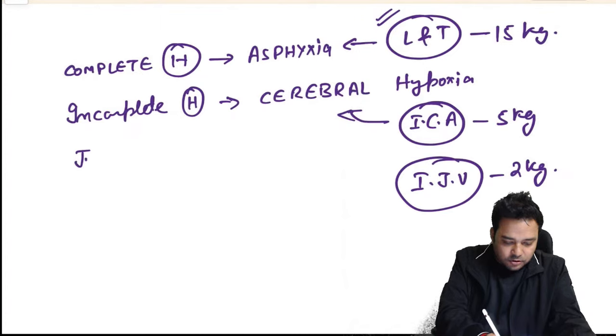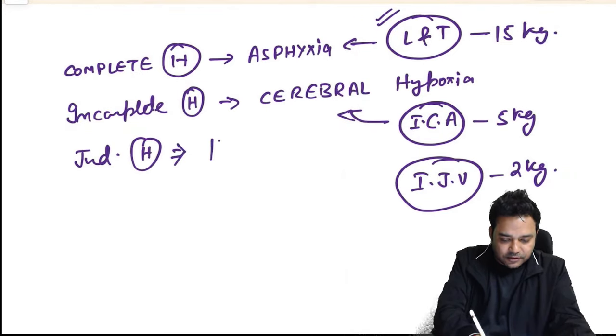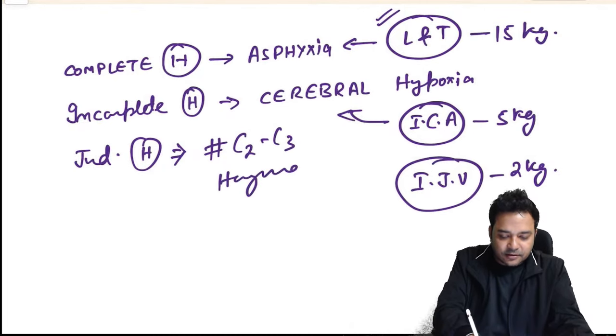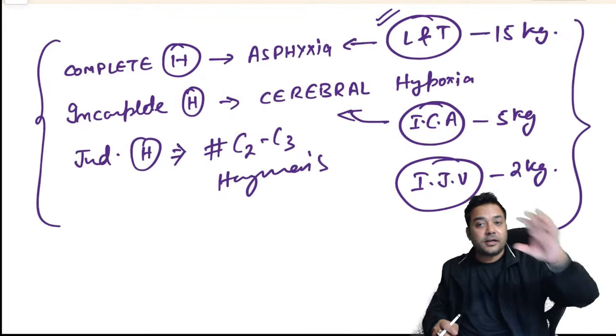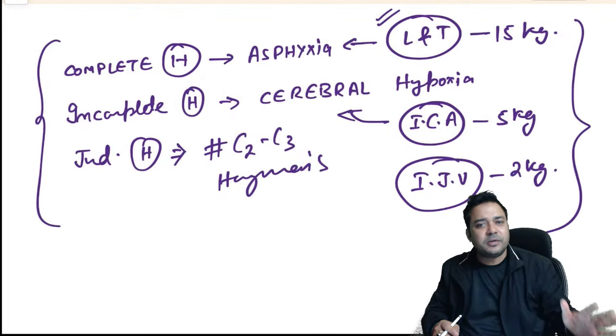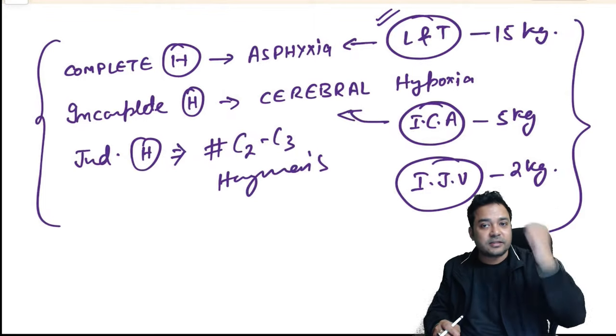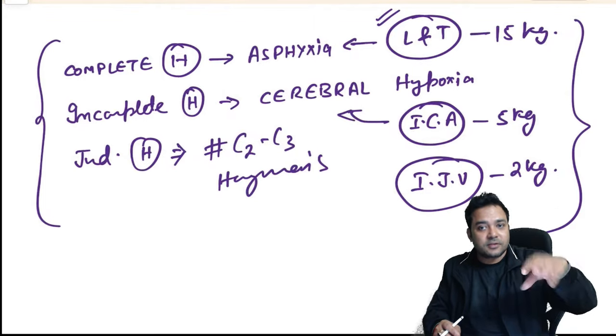And we also know what is the most common cause of death in judicial hanging. You should write, yes, here the cause of death goes with fracture of C2, C3 vertebra, also called hangman's fracture. Now the examiner will become super happy that you have given the fatal time period. Even if you don't remember the time period, if you write the cause of death in such a beautiful manner, you will get full marks for this part.